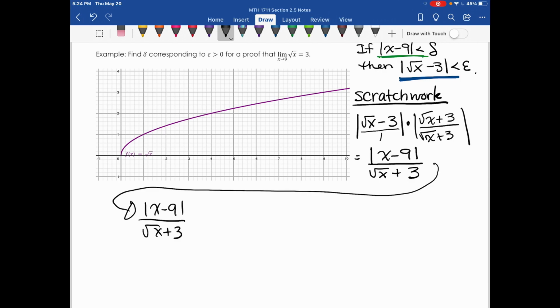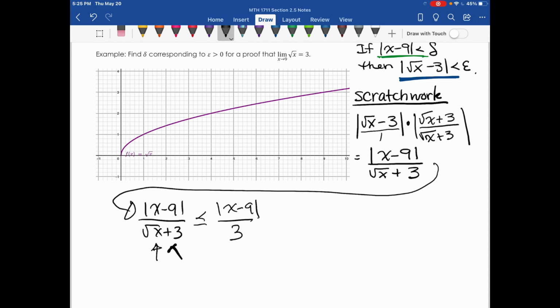So here's what we're going to do. So think back. If I gave you a fraction, say 1 over 3, and I gave you another fraction, 1 over 4, the fraction that has the bigger denominator is actually smaller. Even though the number on the bottom is bigger, we know that makes the whole fraction smaller. So we're going to say that this is less than or equal to the absolute value of x minus 9 over 3.